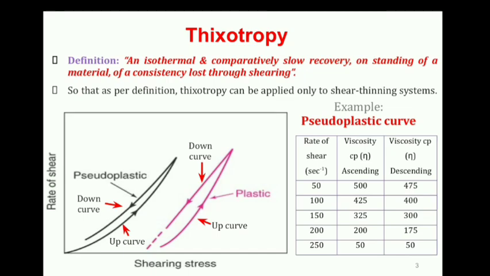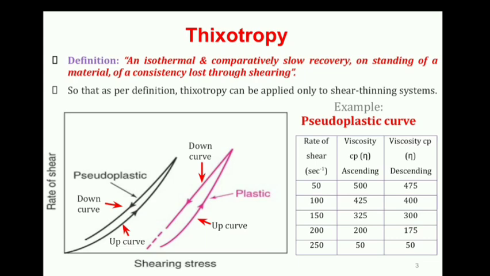So we have the material, we increase the rate of shear, and after achieving the desired value, if we keep it aside and allow it to settle at rest, the consistency upon resting shows a comparatively slow recovery. What is the meaning of this? On the downward curve the recovery is very slow compared to the up curve. In the up curve the breakdown of the structure is very fast, while in the downward curve there is slow recovery.